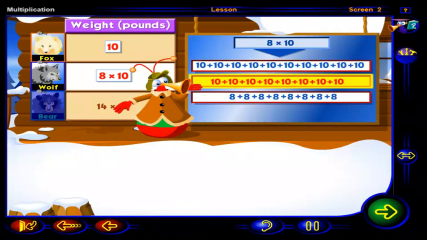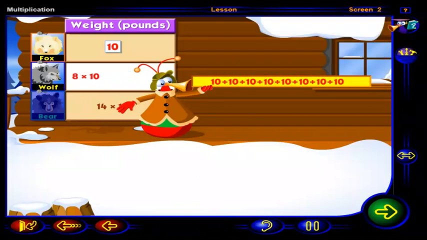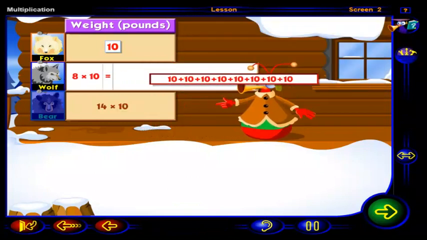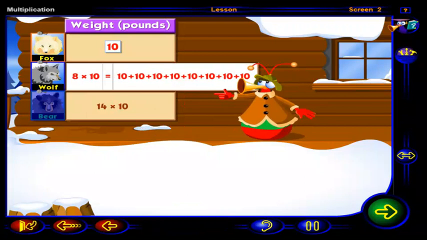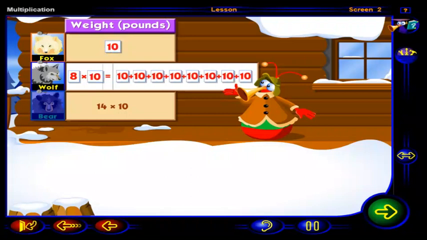Well done! This addition shows 8 times the weight of the fox. The fox weighs 10 pounds. So 8 times the weight of the fox is 8 groups of 10 pounds, or the sum of 8 tens.